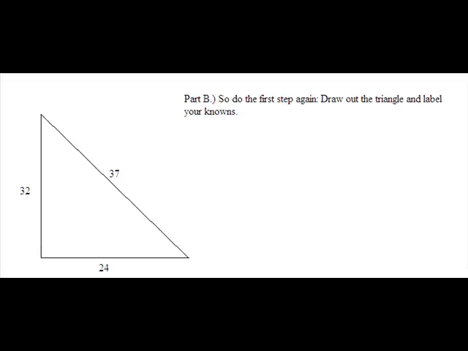Part B, they didn't give you any of the angles. And while this triangle may look like it has a 90-degree angle, it's really not. Or even if it does, you can't know that for sure. So the only real thing you can do is to use the law of cosines again.